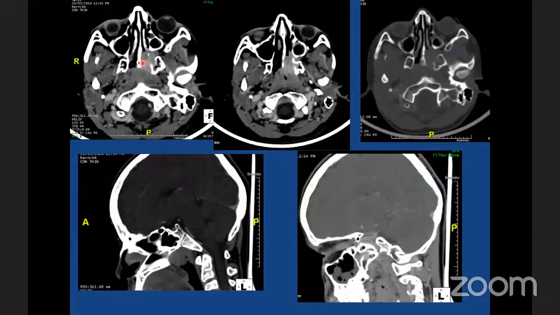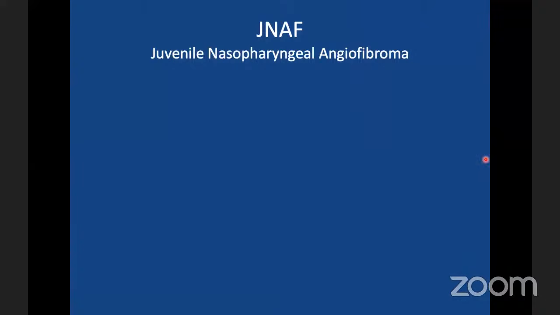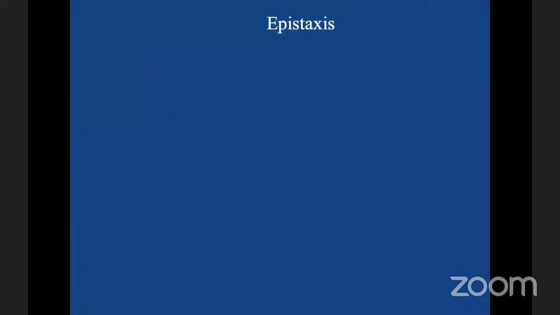On the post-contrast study, you will see that there is moderate enhancement and the lesion is partially extending to the wedge of the pterygoid plate. So this is a smaller tumor as compared to the first one. And what this sagittal image shows is that the lesion is extending and causing widening of the pterygomaxillary fissure. So this is another case of JNA.